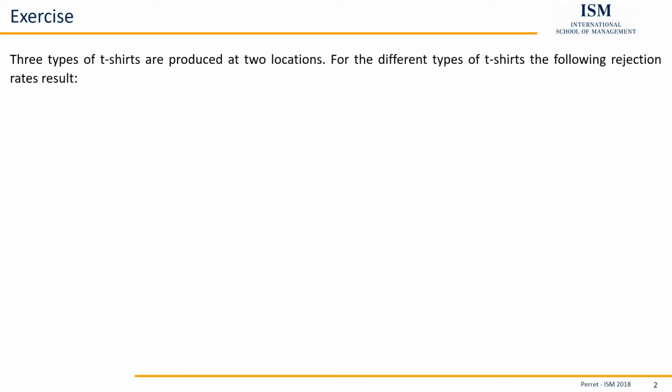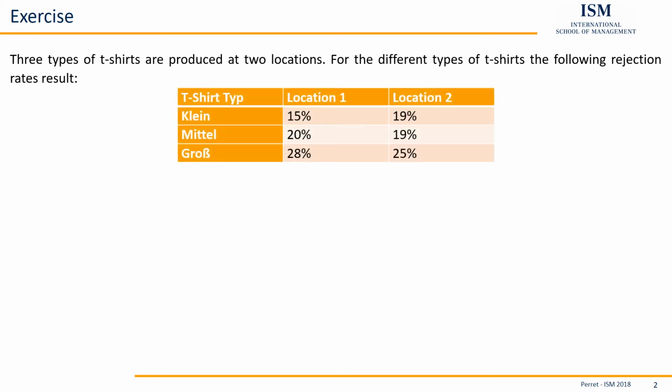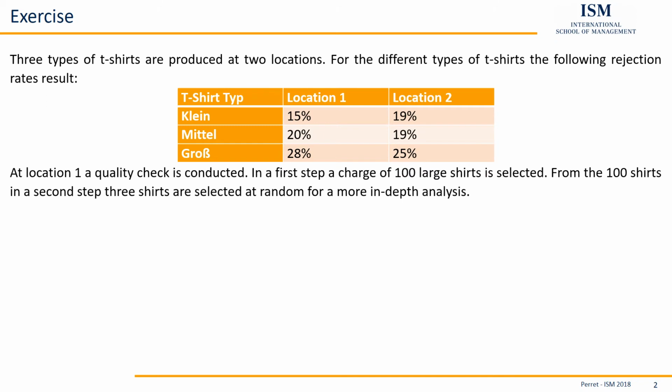Three types of t-shirts are produced at two locations. For the different types of t-shirts, the following rejection rates result. Now we have here an overview for the two locations. And we have additional information.